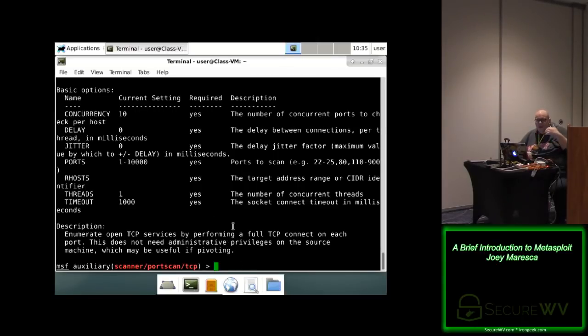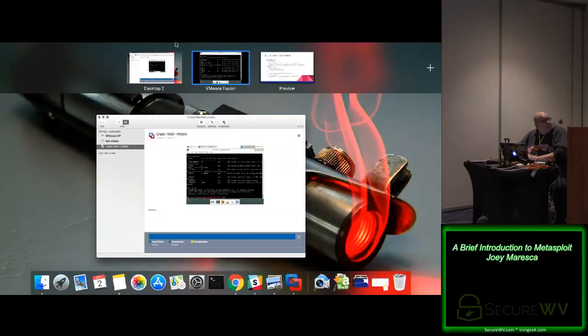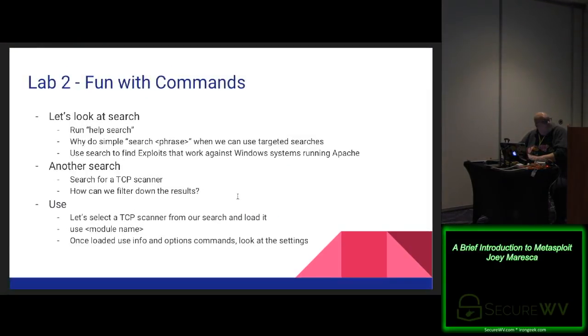Otherwise, it's mostly just printing out the basic options, and sometimes there's other useful information. In exploit modules, it'll list out the specific versions of Windows that the exploit is valid against. It will list out the targets and tell you which operating systems are vulnerable. So there's other useful information that comes out of info that doesn't come out in options. But for auxiliary modules, it's mostly just the description.